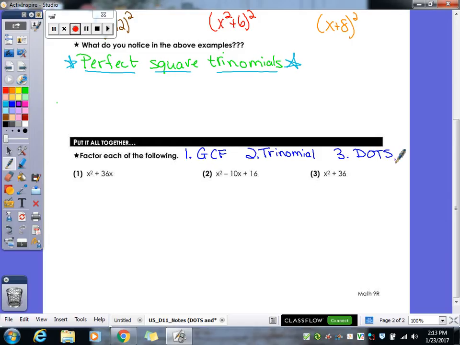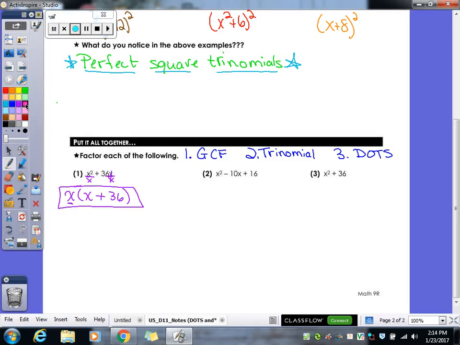So if we look at our first example here, I notice that they both have an x. So this one is going to be a GCF factor. So remember, we put our GCF out into the front of one set of parentheses, and then we go back up here and we divide by the GCF. So x squared divided by x gives us x to the first. There our x's cancel. So that's our answer, x times x plus 36.